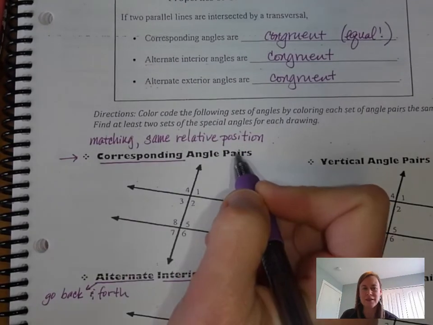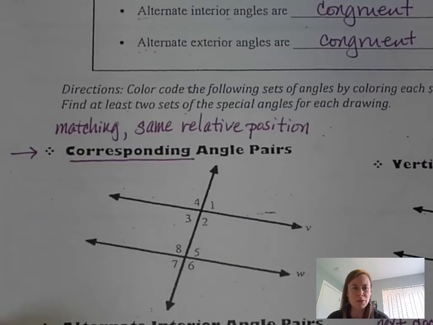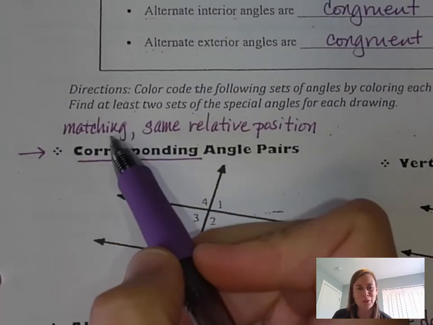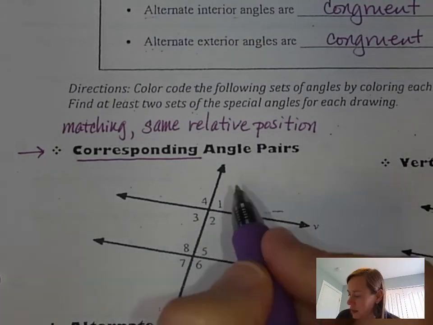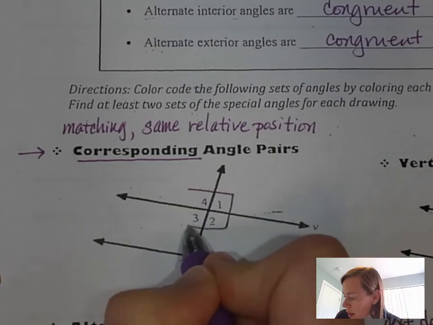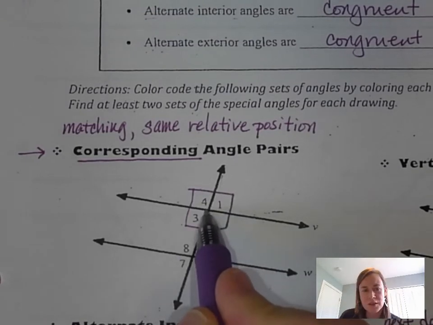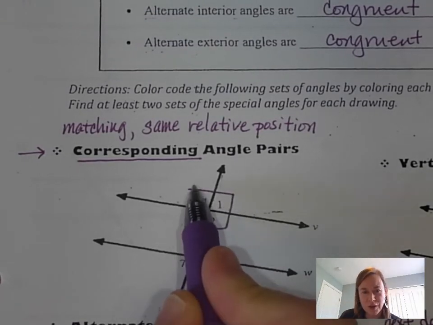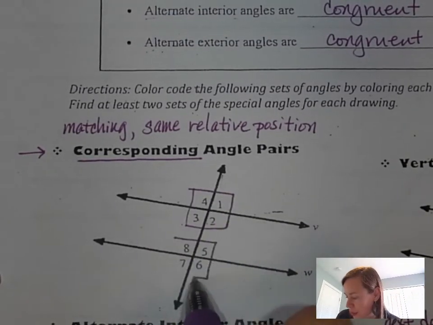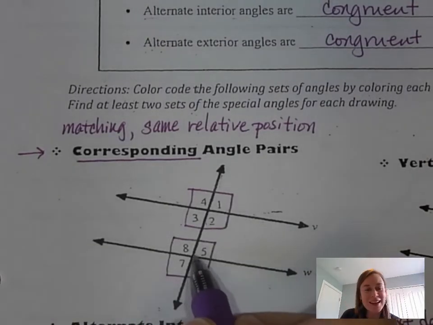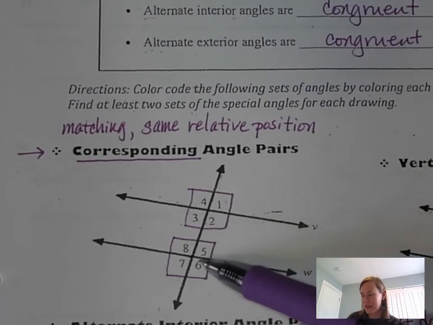Corresponding angle pairs. Okay, what does this word corresponding mean? Let me make this a little bit bigger. So corresponding kind of means matching or the same relative position. So this is how I want you to think about the corresponding angles. If you were to draw a square around this first intersection point, you see how this is like an intersection point where the lines cross? So if you draw a square around it, you're going to catch those first 4 angles, right? Okay. Now I want you to draw another square, or if you like circles, you could do circles too, it doesn't matter, around the other intersection point. So you have the first 4 angles together here, and the second 4 angles here.